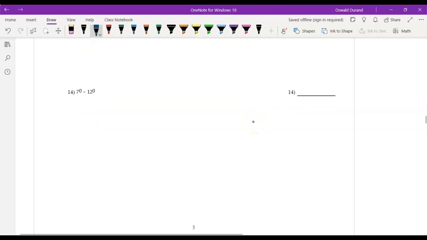All right, so let's do another one here. So here we have 7 to the power of 0. We know it's 1. Minus 12 to the power of 0 is 1. And 1 minus 1 is equal to 0, right? They cancel each other out. So it's 0. The value is 0, not the exponent.